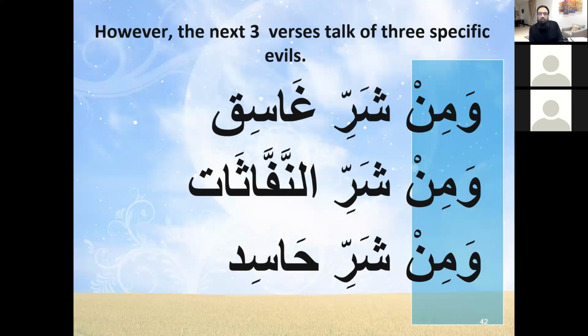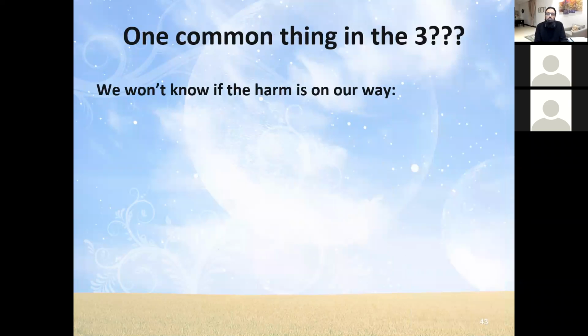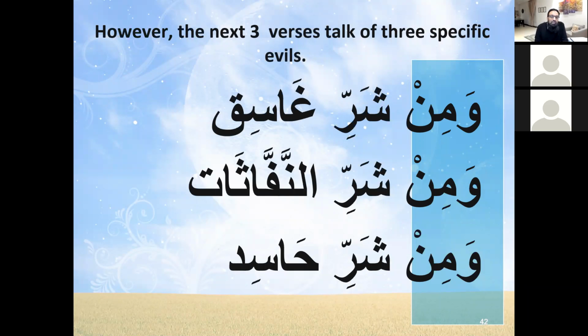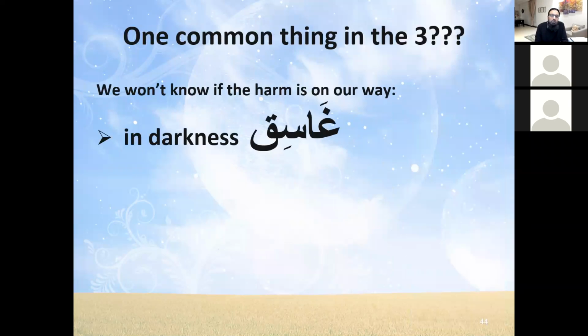Now the beauty of the next three verses is that you already know the first words of each of those verses. Wa min sharri ghasiqin, wa min sharri an-naffathati, wa min sharri hasidin. So we only need to cover the meaning of three words. Wa is and, min is from, and shar is evil and suffering, right? So wa min sharri, and from the evil of these three specific evils covered in the next three verses, which we are about to go through now. We won't know if the harm is in our way in these three specific evils. Only by the will of Allah subhanahu wa ta'ala may we come to know.